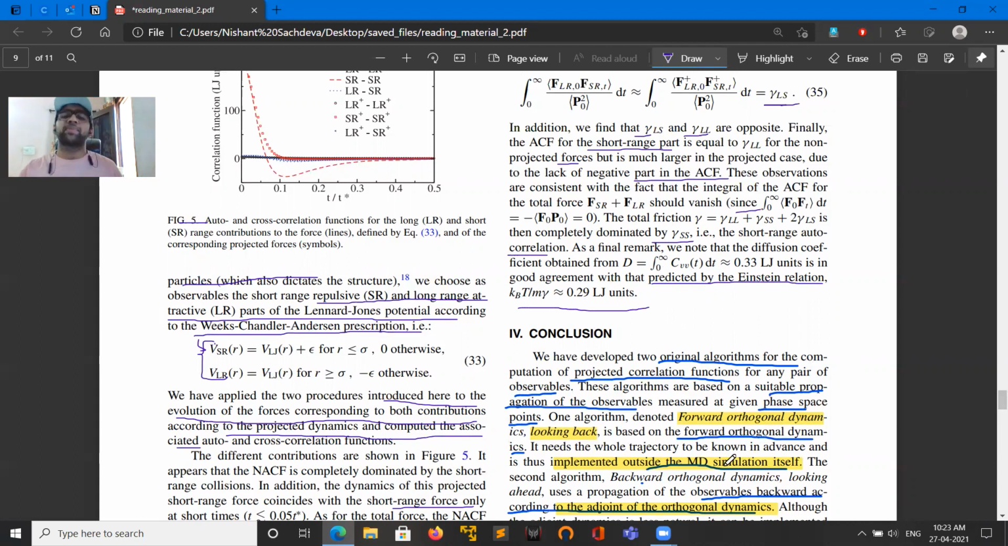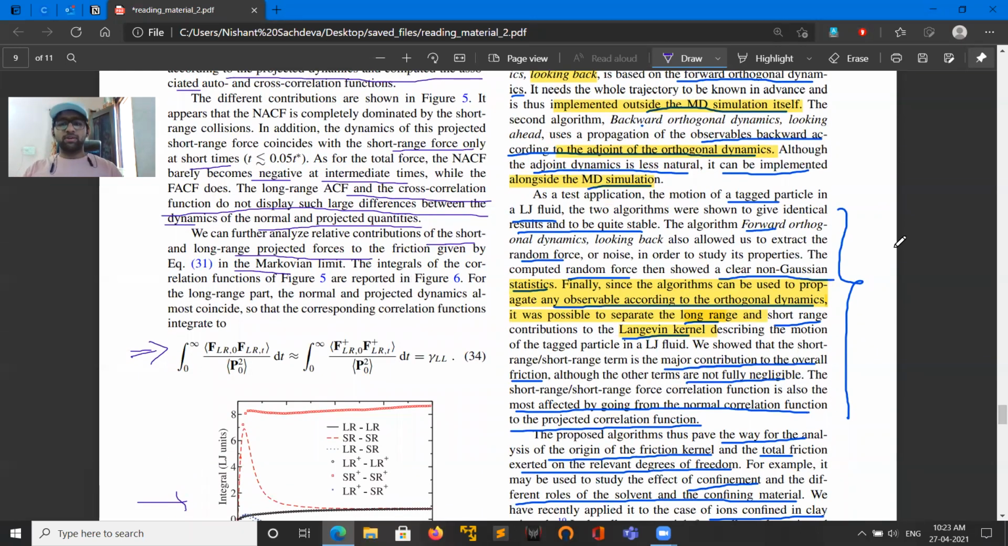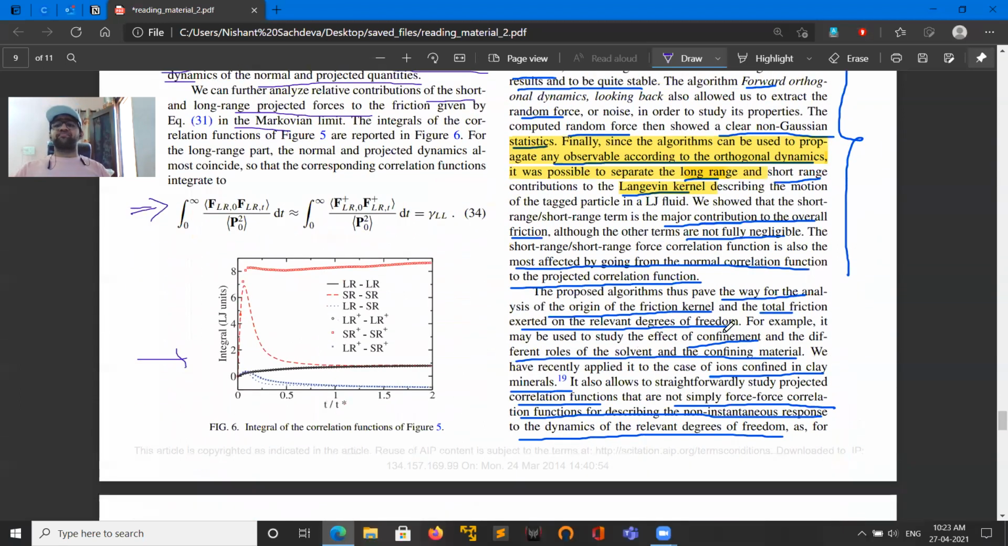So that's pretty good. Going to the conclusion, we have developed two methods, a forward one and a backward one. These algorithms can be used to propagate any observable according to the orthogonal dynamics. We have seen that we can separate long range and short range contributions to the Langevin kernel. We have also shown that the short range is the major contribution to the overall friction, although the other terms are not fully negligible, but it's basically dominated by that.